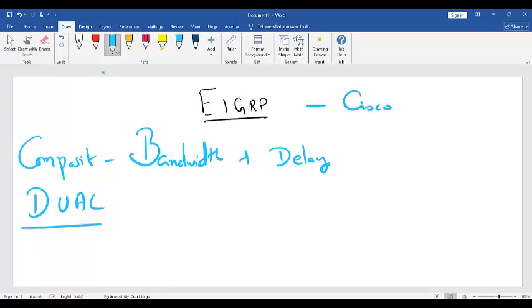Plus, EIGRP is a classless protocol. IGRP is classful. So these are two main differences, very important difference, classless. EIGRP also follows the same composite metric, same algorithm. IGRP and EIGRP both use the same algorithm, but the main difference is classful and classless.